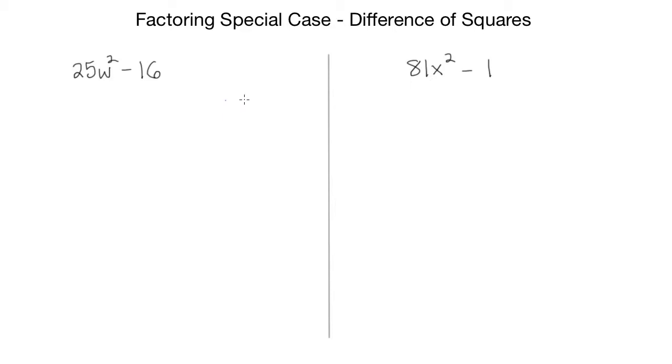So here we go. We've got a binomial, 25w squared minus 16. And these are the only binomials we can actually factor. Even though it already is a binomial, it is possible to break this down into two binomials multiplied together.